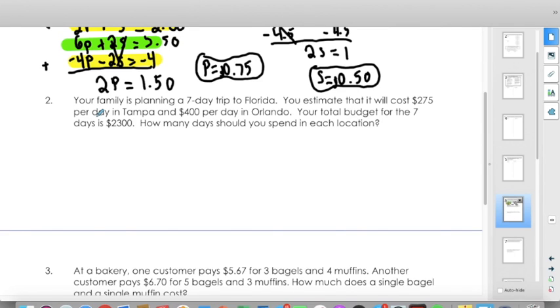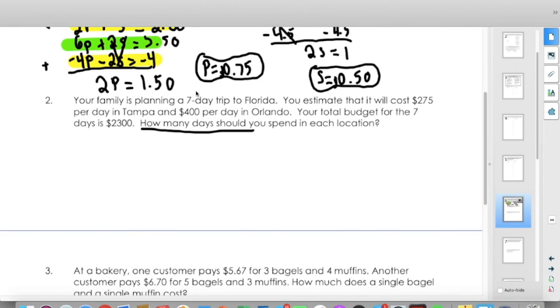So there's a lot going on in this problem here. It might be a little bit more difficult to see what our letters are going to represent. Well, again, always look at what the question is asking. How many days should you spend in each location? So I know that my letters are going to represent days. It's just a matter of what exactly the letters stand for.